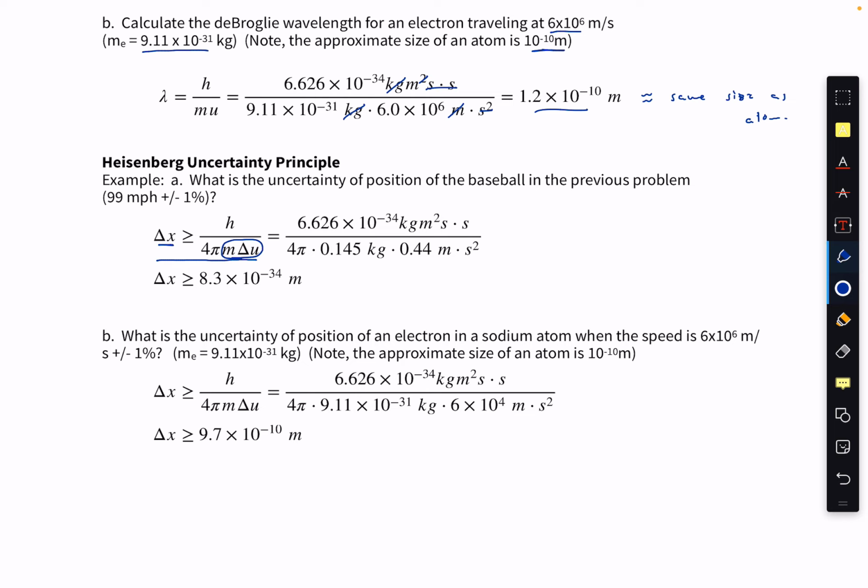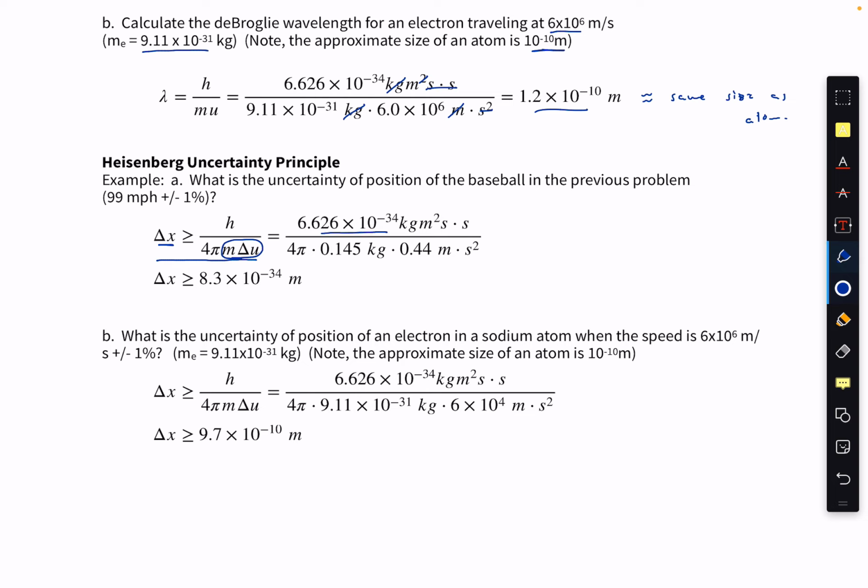Notice that this is an inequality, not an equation. So it says that the uncertainty of position will be at least this much, greater than or equal to. It could be more than what we're calculating here, but it will be at least this much. This represents a minimum value. It can't be smaller than this.